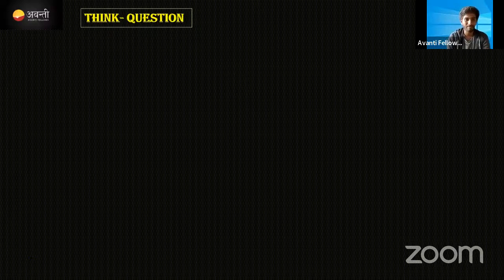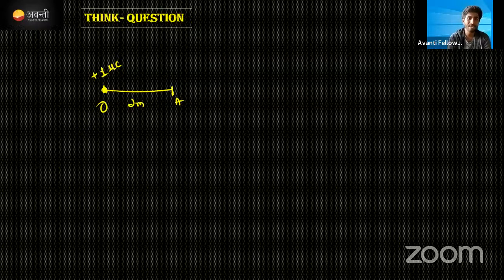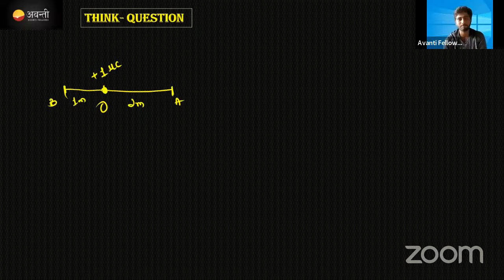It is actually based on the potential. This is the point O. At point O I kept a plus 1 microcoulomb charge. At a distance of 2 meters, point A is there, and at a distance of 1 meter, point B is there.